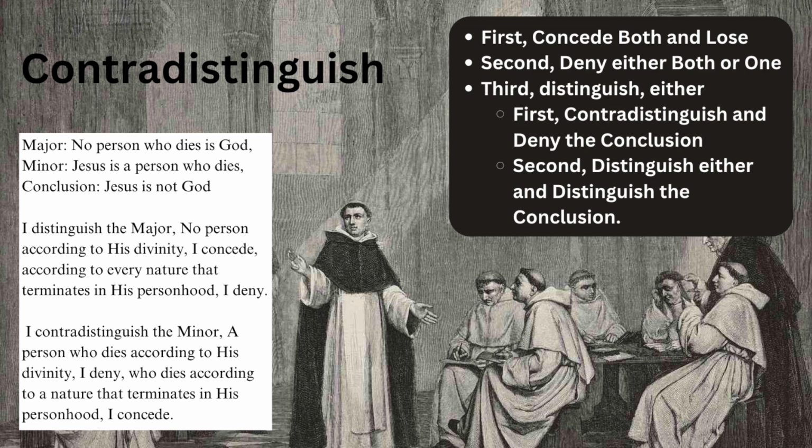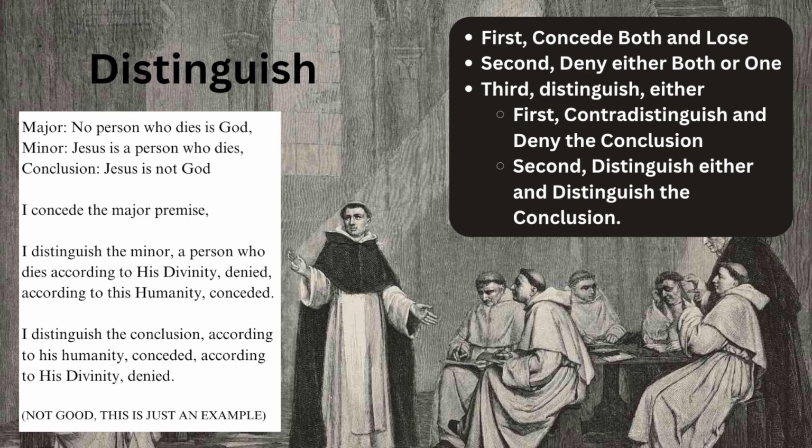Then from this, you could simply deny the conclusion. Or, on the other hand, you can distinguish either the major or the minor term in the major or the minor premise, and then concede the conclusion in this distinguished sense. While this is a bit of an awkward way of speaking, I would concede the major premise and then distinguish the minor, saying Jesus is a person who dies. I distinguish a person who dies according to his divinity, denied, according to his humanity, conceded. Then we import this distinction in the conclusion, distinguishing it likewise. Jesus is not God, according to his humanity, conceded, according to his divinity, denied. This, of course, is an awkward way of speaking since God is usually spoken of personally.